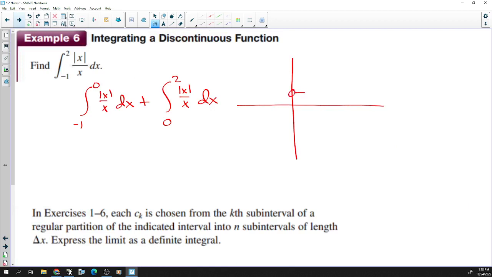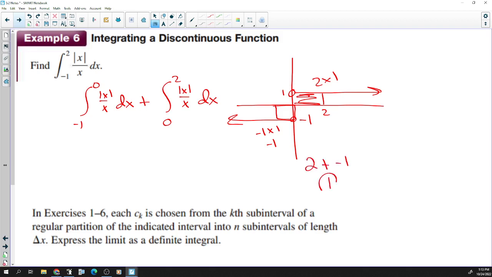So here's the right side, that's 1. Here's the left side of 0, that's -1. So we're going from -1 to 0. That's a 1 by 1. That's actually a -1 by 1. That's -1. That is an area -1. And then 0 to 2 is an area of 2 by 1, area of 2. So 2 and then that -1, the area is 1, or the integral is 1.